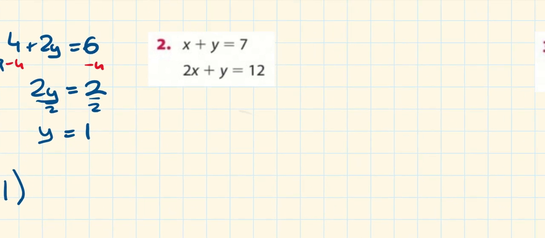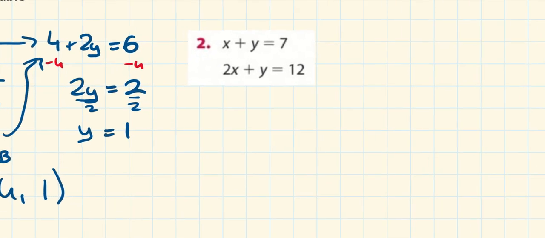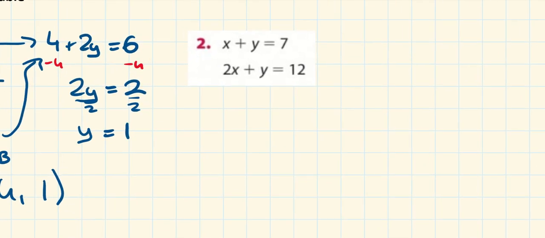Okay, for question 2 here then, we'll just zoom in on it. We've got x plus y equals 7 and 2x plus y equals 12. Now, we see on both of these, the number in front of the y is the same. It's just 1. Imagine there's a 1 there. But this time, as you can see, the pluses are the same. So that means in this case we need to change the signs.